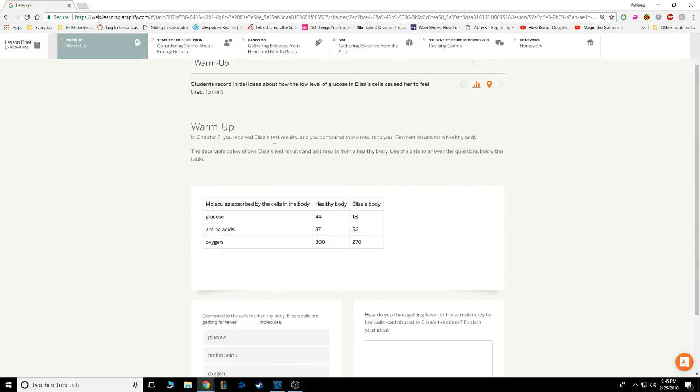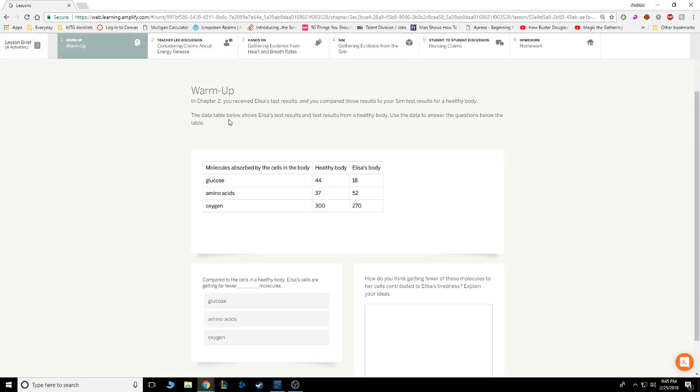In Chapter 2, you received Elisa's test results. These were the results that told us she had diabetes. And you compare those results to your sim to test for a healthy body. That's how we knew she had diabetes. We tested against a healthy body to find out which most closely matched her own body, like this one down here. The data table below shows Elisa's test result and the test results from a healthy body. Use the data to answer the questions below the table. Oh, the questions below the table. So these two questions here.